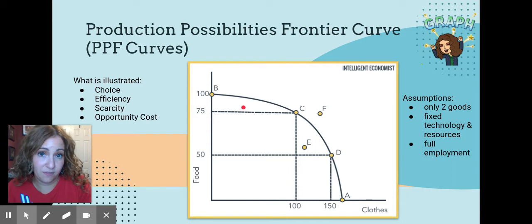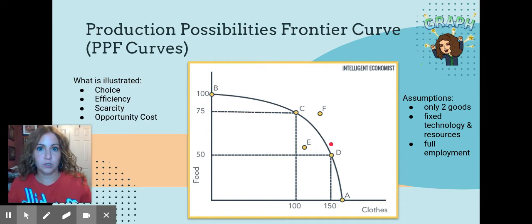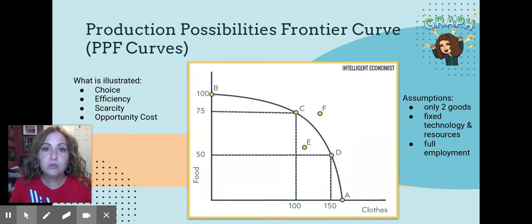Same thing if you're at point A, all of your resources are going towards clothes. None of it's going towards food. So you can't produce food. You lose the opportunity to produce food.